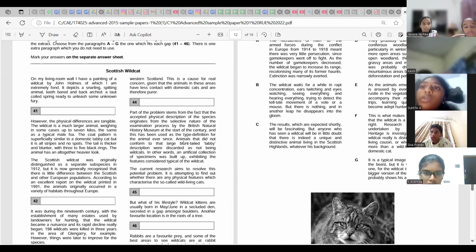This is a cause for real concern, given that the animals in these areas have less contact with domestic cats and are therefore purer.